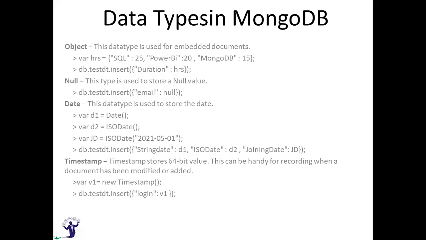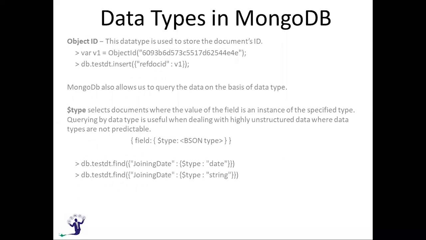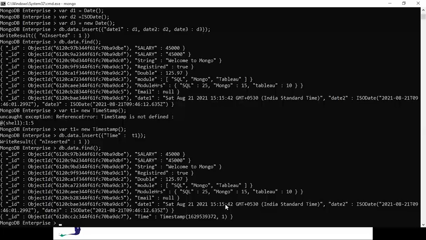64-bit time value is being displayed over here. Okay. Then another data type is object ID. If you wanted to store the object ID for this, let me take some object ID over here. We can take this object ID.